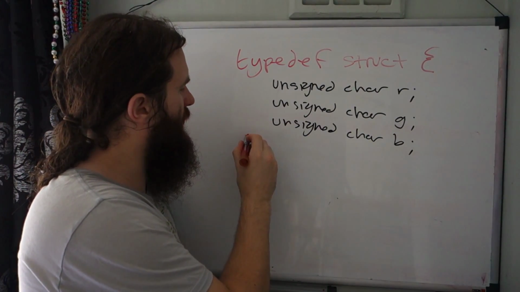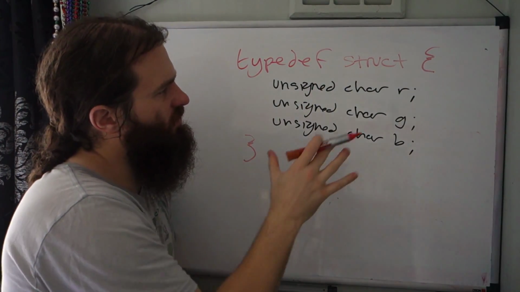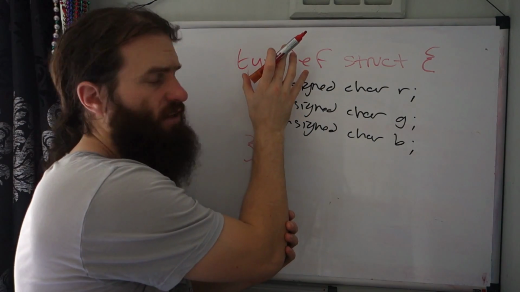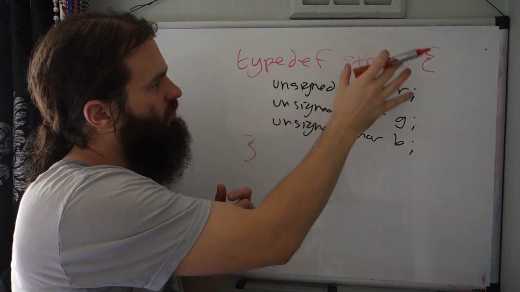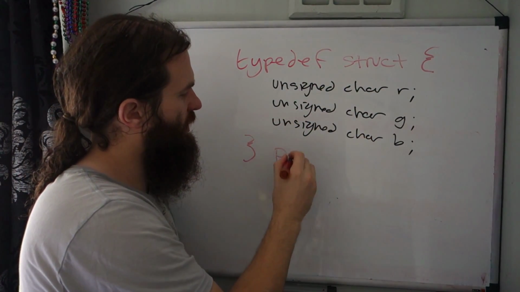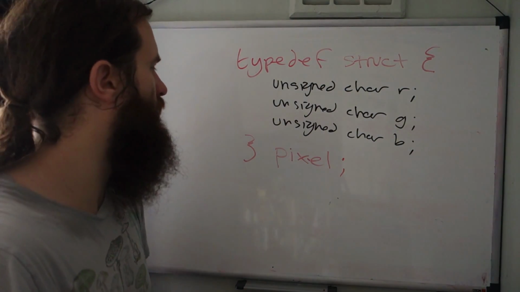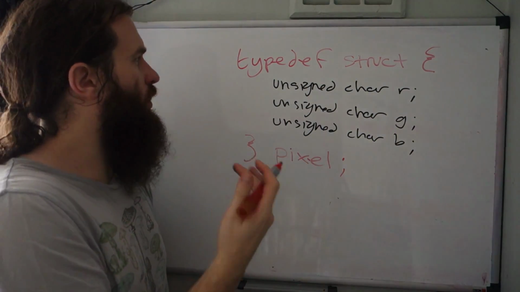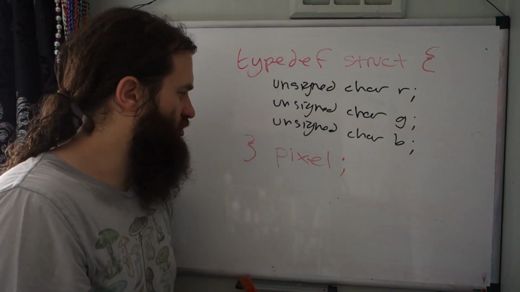We close off our brace, and so you've got the operator typedef, and the second argument, which is the type. We've just declared essentially a new struct type, which is this struct, and then we give it a name. So then we can say pixel, and then put our semicolon. And what we've done now is create a new type called pixel, which is this struct definition.